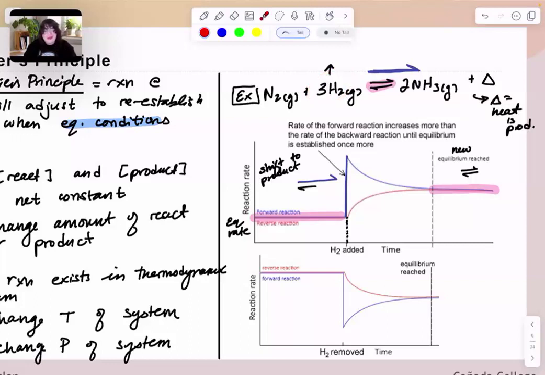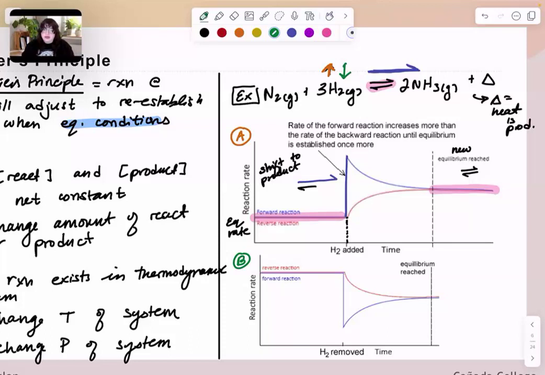We can also look at the reverse of this. So what if we were to take hydrogen and remove it from the system? Let's call this example A, where we're looking at increasing the amount of hydrogen. And then we'll look down here at example B, where we are decreasing the amount of hydrogen.